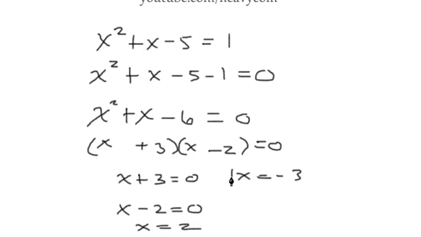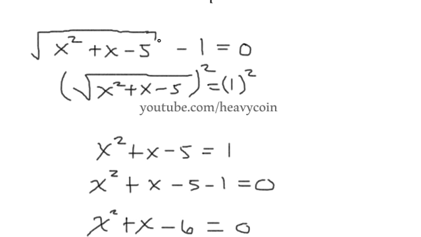So to check our work, we want to take our solutions here and plug them in to make sure that the left-hand side is all equal to 0. Alright, so you take the -3 and you'd plug it in right here. So -3 squared is 9, and 9 plus -3 is going to be 6, and 6 minus 5 is 1, and the square root of 1 is 1, and 1 minus 1 is 0.